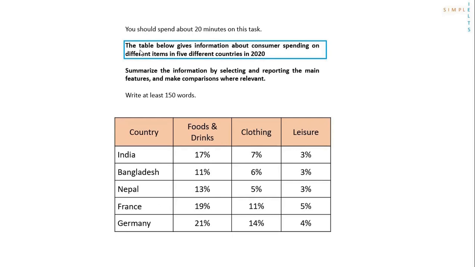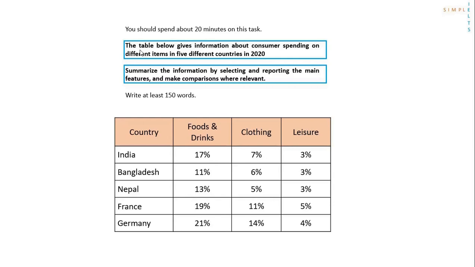And then there's an instruction that we have to follow. First is that summarize the information by selecting and reporting the main features and make comparisons where relevant. So in essence, we have to do two things. Make a summary and then make comparisons of the data.